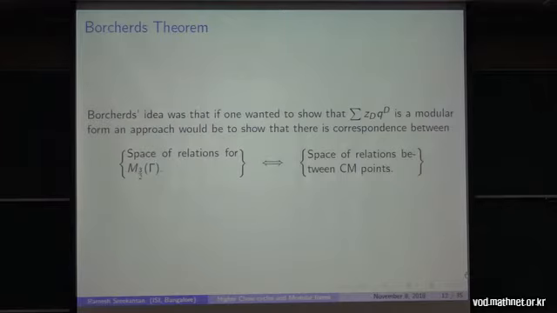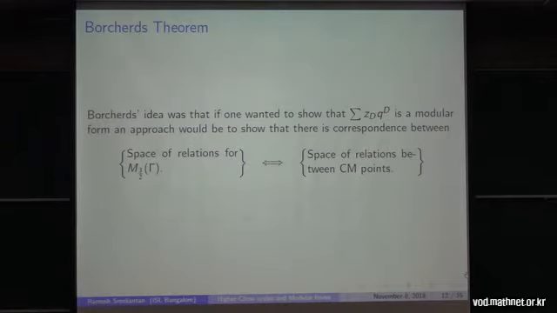Okay, so Borcherds' idea was, if you want to show that the summation of Z_d q to the d is a modular form, an approach would be to show that there's a correspondence between the space of relations for modular forms of weight 3 over 2 and the space of relations between CM points. That's the crucial idea. Somehow you have some condition under which you get modular forms. Well, then the same condition might imply these things.